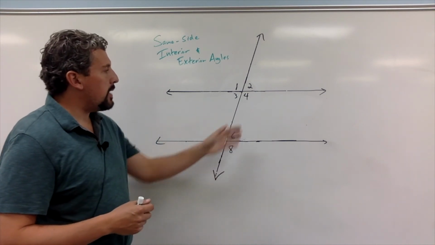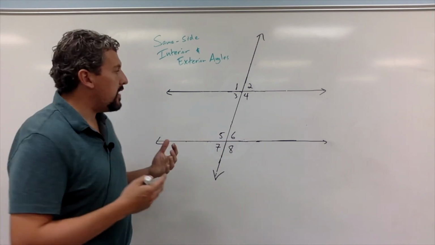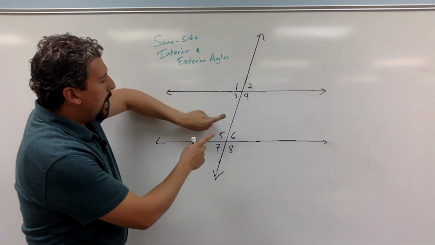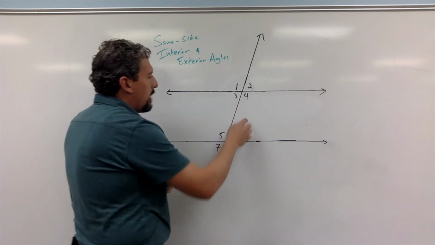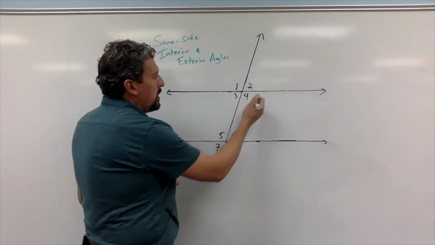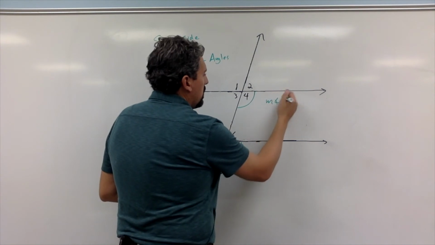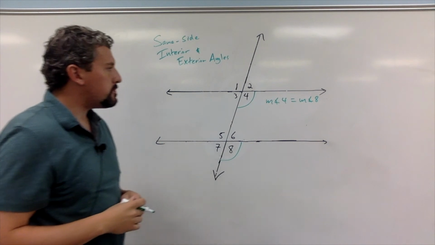So let's take, for example, angles 4 and 6. If you were to describe them using those words, you would say that they are certainly interior. They're inside these parallel lines we have here. But they're on the same side of the transversal. They're both on the right side. So let's talk about angle 4 and 6 with a relationship we already know. We know that angle 4 is equal in measure with angle 8 because of corresponding angles.